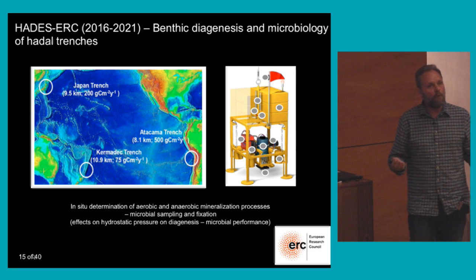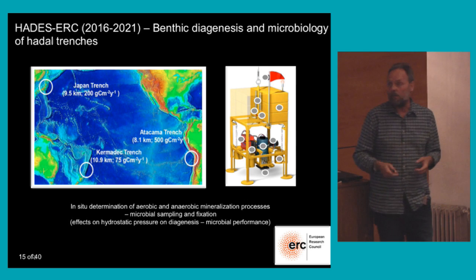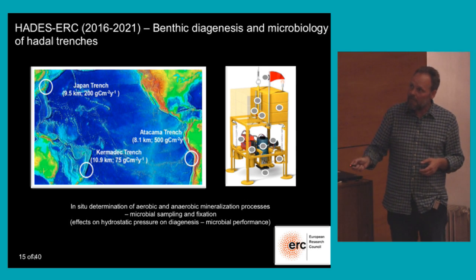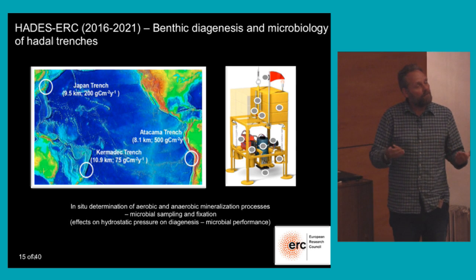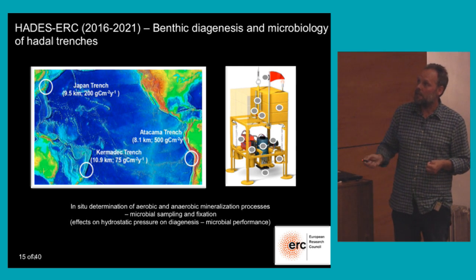where we're going to measure both the aerobic but also anaerobic degradation processes, like denitrification and sulfate reduction rates, targeting these three trenches because they reflect a very nice variability in productivity. So we have the relatively oligotrophic here, a mesotrophic here, and a very high eutrophic Atacama Trench here.